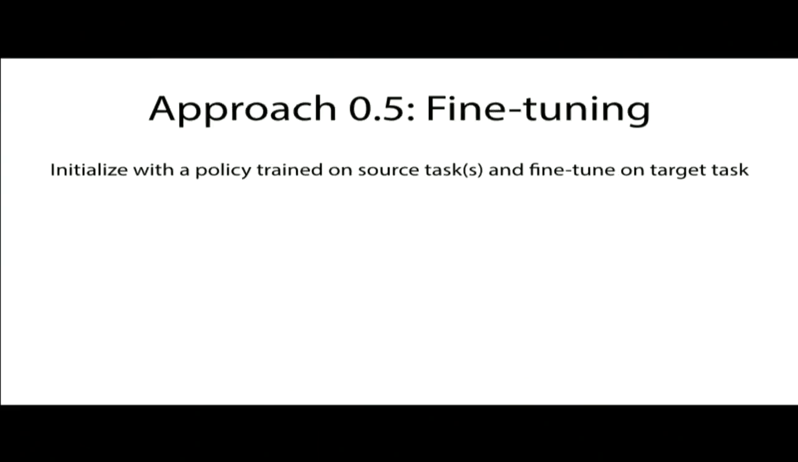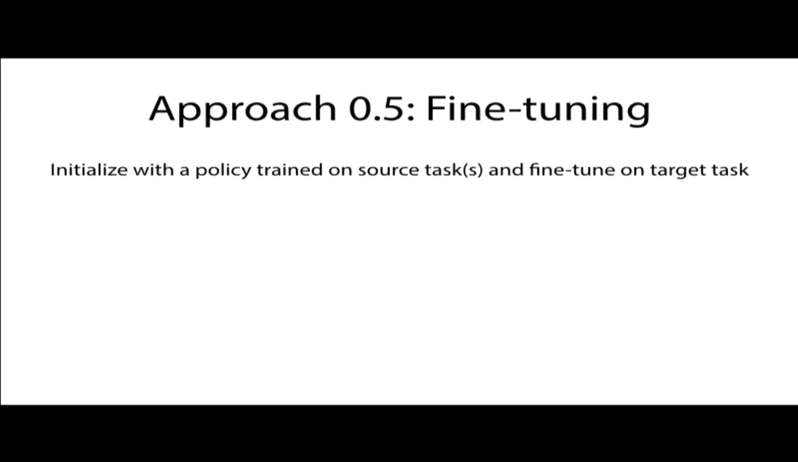So the next approach that I'm going to talk about is fine-tuning. Fine-tuning is something that's used a lot in the deep learning literature. The main idea is just to initialize with some network that's trained on some task, usually a task like ImageNet, and then fine-tune it on the target task. So you initialize the weights with a network trained on your source task, and then start training, usually with a lower learning rate, on your target task. And this works really, really well when you initialize with something like ImageNet and transfer it to other vision tasks.